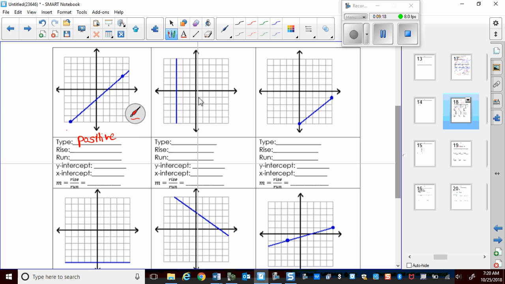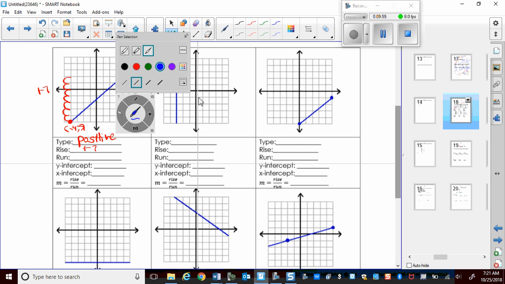The rise, if I pick 2 good points, here's my good point, here's a good point, and we're going to practice getting the coordinates here. So I have 4, 2, and then down here -4, -5. Okay? Now, we're going to count the rise. So 1, 2, 3, 4, 5, 6, 7. So +7 is the rise.